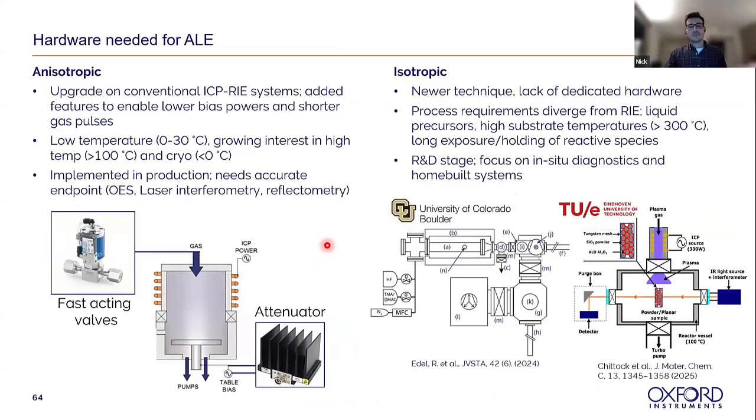RIE tool. And when it comes to the hardware needed for isotropic ALE, this is something that people are thinking a lot about at the moment. So I mentioned isotropic ALE is a newer technique, and at the moment, there's a lack of dedicated hardware. The process requirements diverge quite a lot from what we look at in reactive ion etching. So we can't do what we've done for anisotropic ALE and just use the same tool. And this is because for the isotropic ALE, we're quite often using liquid precursors, higher substrate temperatures, longer exposures, and that's not really viable in the hardware that's been designed for the RIE process.